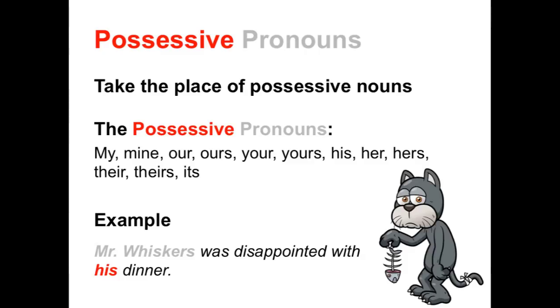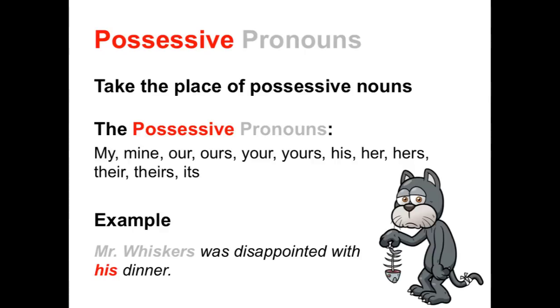Possessive nouns show ownership by using apostrophes. Possessive pronouns do not use apostrophes, particularly the possessive pronoun its. If the possessive pronoun its used an apostrophe, it would be confused with the contraction it's, which is it is. So it's very important we never use apostrophes with possessive pronouns to show ownership, only with possessive nouns.